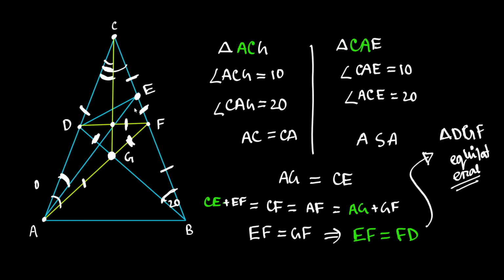This was X. This was 30, if we remember correctly. Now, EF is equal to FD, which means what? This was 80 degrees. Let's draw the triangle DEF. This is X. This is 30. So this whole thing is X plus 30.